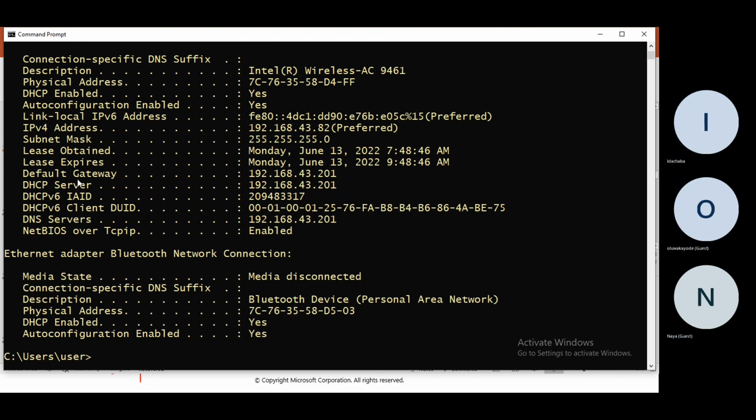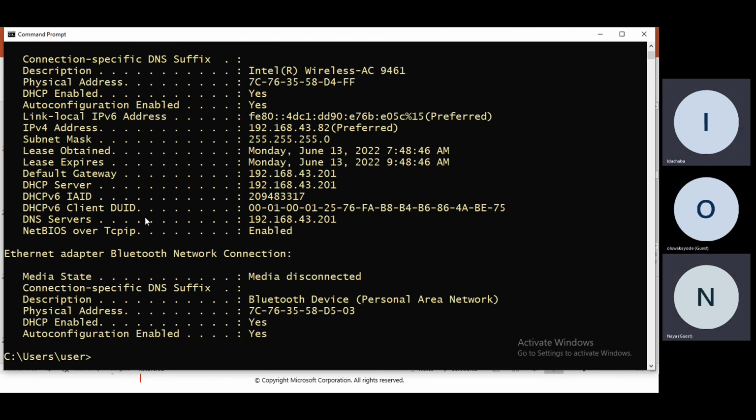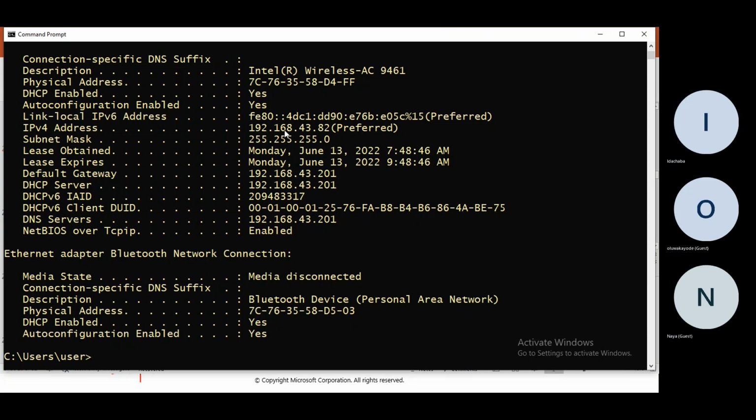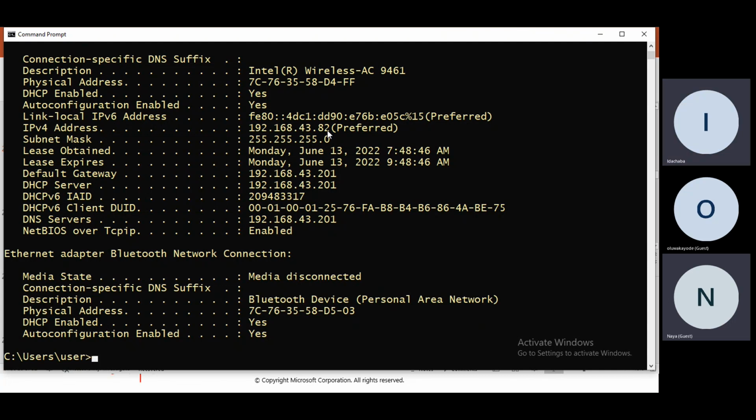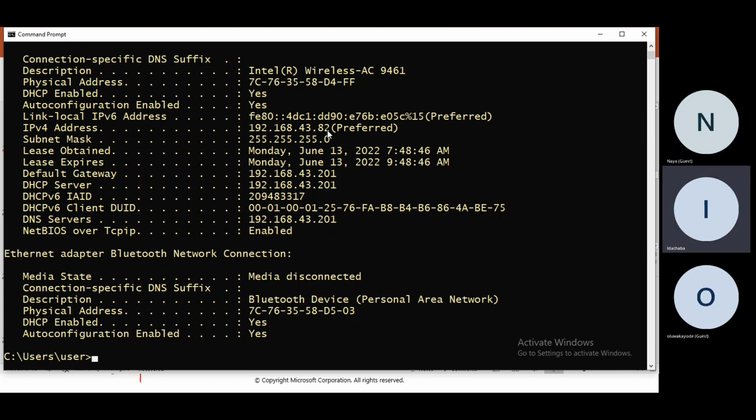Can you see what it wrote as my IP? Can you see IPv4, IP version 4 address? See what it gave me. It says 192.168.43.82. That is the address of my computer, 82.